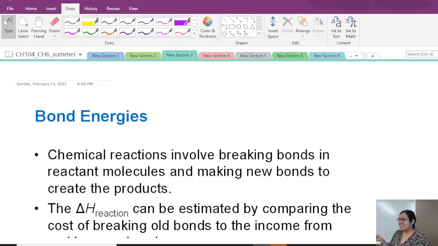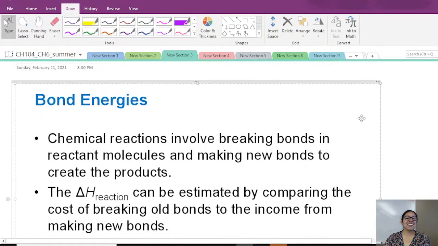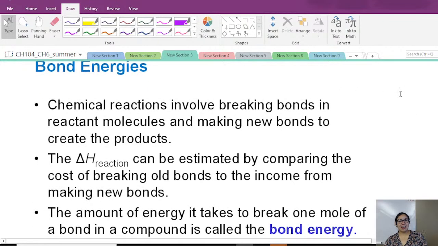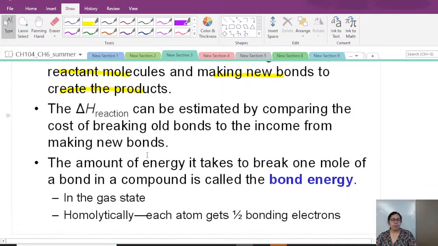Anyways, bond energies. Back to what we do know. We do know at least about bond energies. And so chemical reactions, the beauty of them is they all involve either breaking bonds in our reactant molecules and then, of course, making new ones to create the products. And so this means that we can also predict what's called our delta H, so our change in enthalpy of our reaction. So basically, does the reaction get hot? Does the reaction get cold?